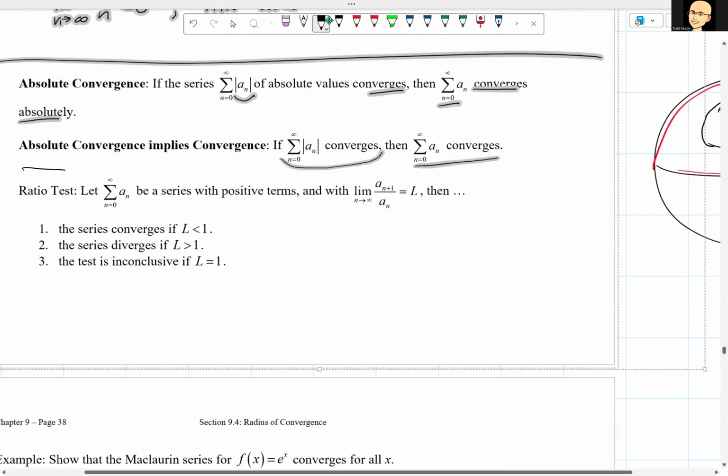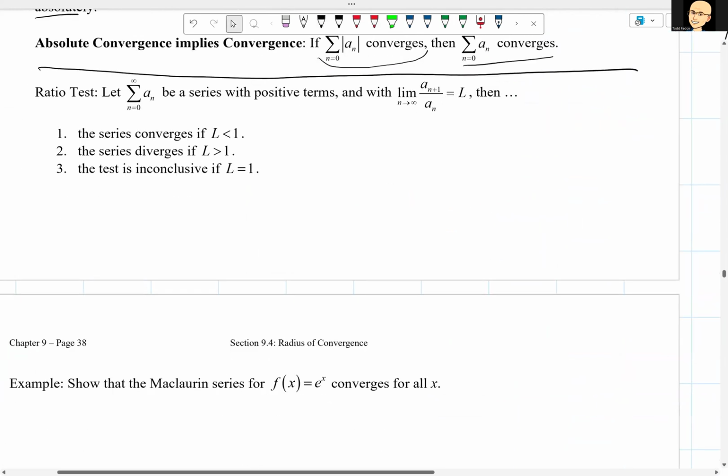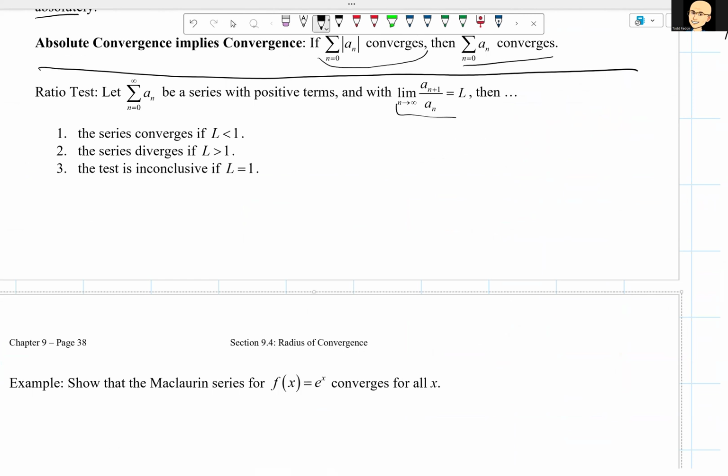Okay, well, next big idea coming up, and that is the ratio test. It says, let the series a sub n be made up of only positive terms. And let's say we find the limit of the n plus 1 term to the nth term, and it's equal to some value L. If the value of L is less than 1, the series converges. If the value of L is greater than 1, then the series diverges. If the value of L is equal to 1, this test doesn't tell us anything.